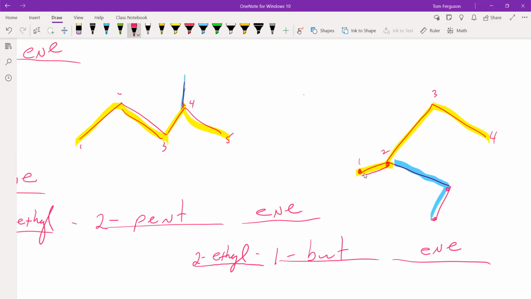Your chat says, Caitlin, where do you get the root? It says, why wouldn't it be a pentene? Okay, pentenes contain 5 carbons. The backbone contains 4 carbons. That's why it's a butene. So this is 4 carbons.